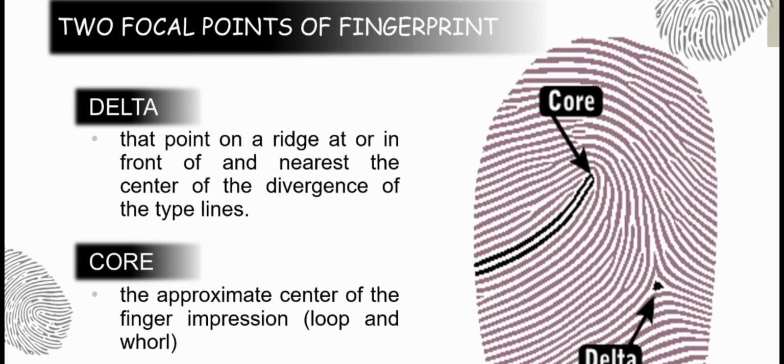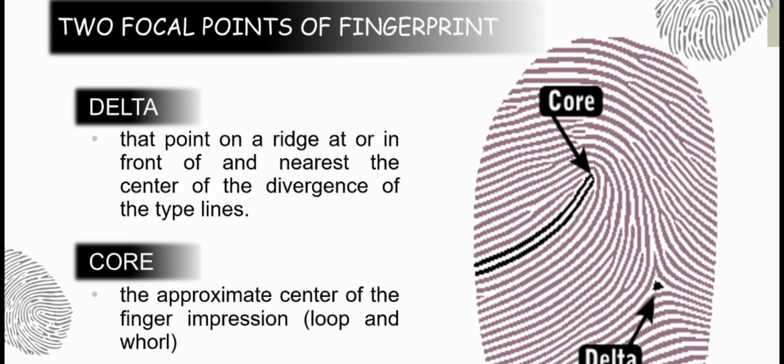So, the delta, based on this definition, is the ridge at or in front of and nearest the center. In order to locate the delta, first we need to identify where the type lines are. Based on the picture that you have seen on the screen, what the arrow points to is the delta. And you can see the parallel lines surrounding the delta; they are called type lines.